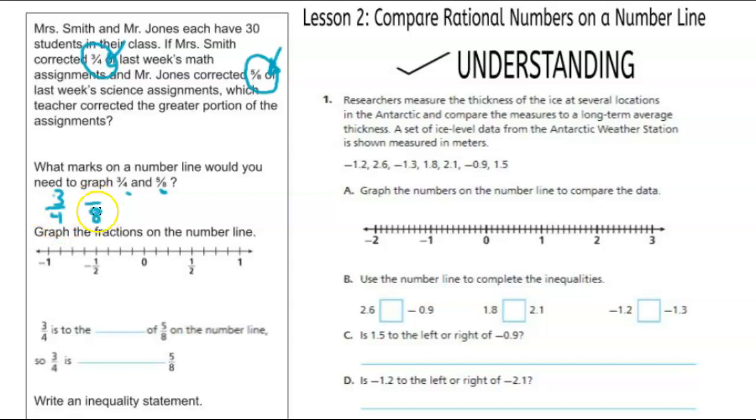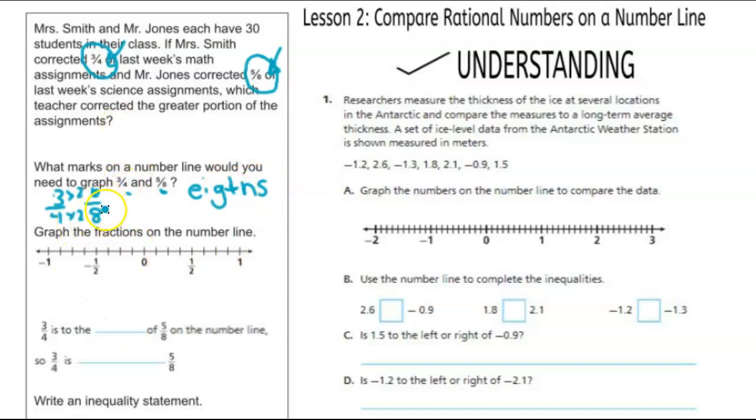So to change a 4 to an 8, I have to multiply by 2. Whatever I do on the bottom, I have to do the same thing on top. 3 times 2 is 6. I was telling you the answer already. So what marks do we need? We need to have 8s, because we had to get a common denominator to make it easier for us to mark.